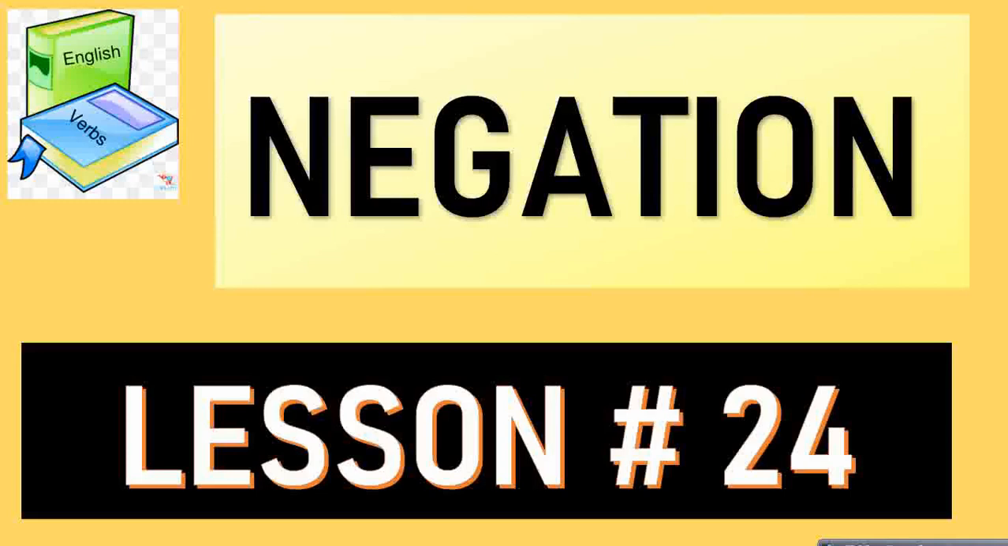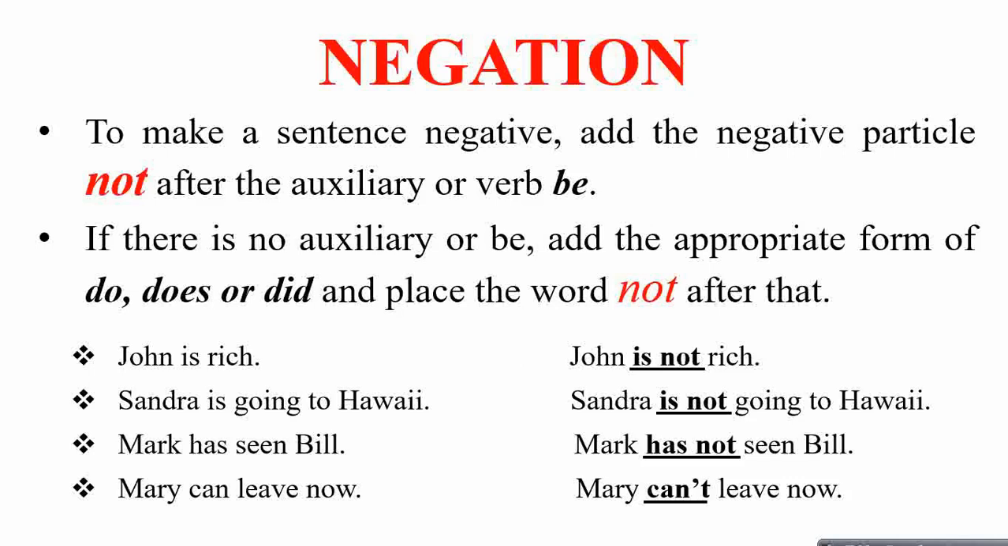So let's start the topic. Negation. To make a sentence negative, add the negative particle not after the auxiliary or verb be. So if there is no auxiliary or be in your sentence, the appropriate form of do, does or did will be placed after the word, and the word not will be used after that.